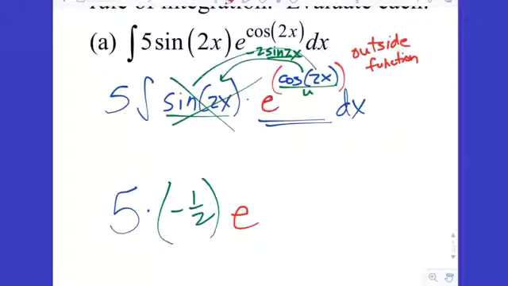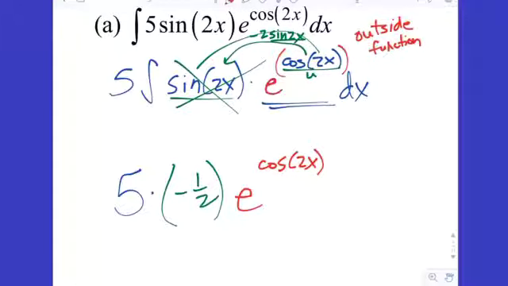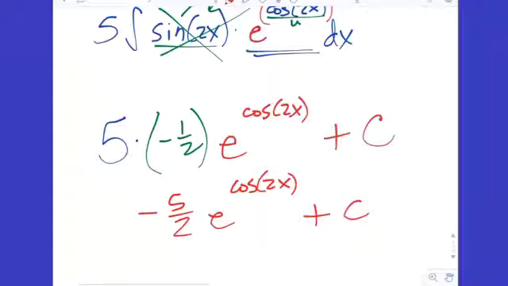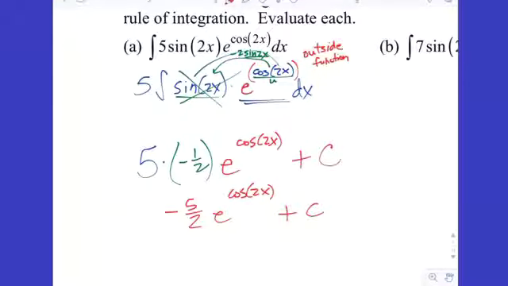The antiderivative of e to the blob is e to the blob, right? If you're your own grandpa, you are also your own grandson. And you get excited and you stop and you walk away there, and you lose points, right? Plus c. Clean it up, you get -5/2 e to the cosine of 2x plus c. And of course, if you take the derivative, you can check to see that you got it right.